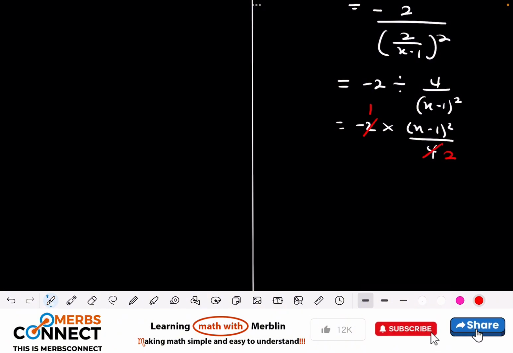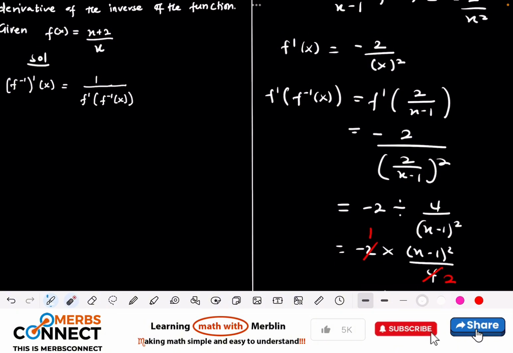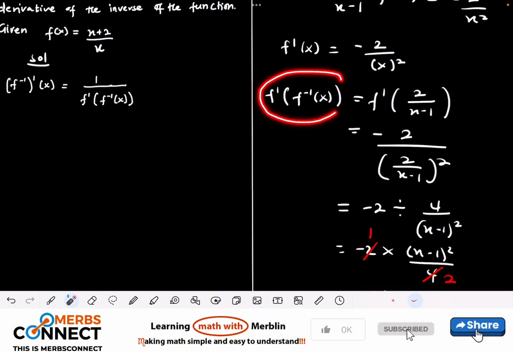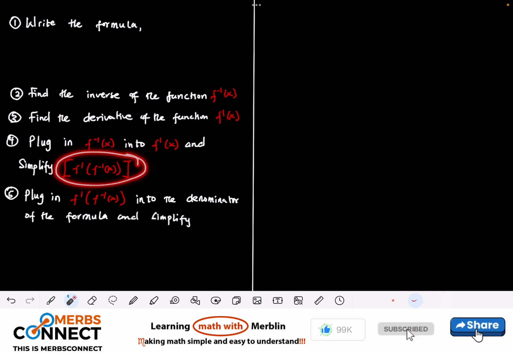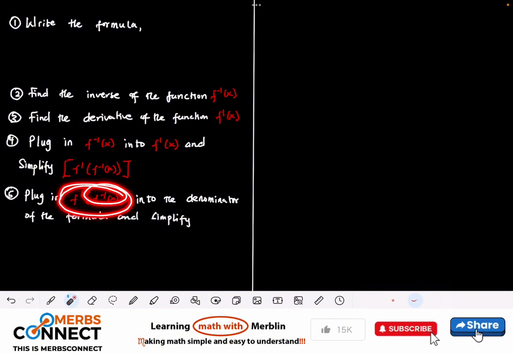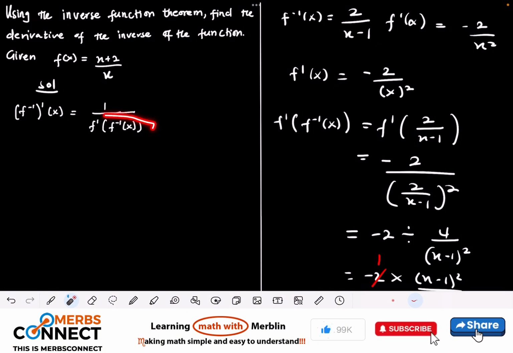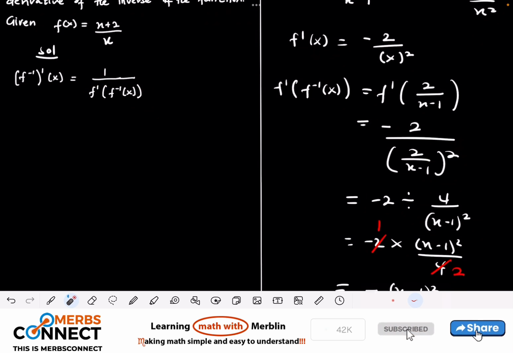So we are going to have negative (x minus 1) squared divided by 2. This is the simplification for f prime of f inverse of x, which is right at the denominator. After we are done simplifying this one, we put our final simplification into the denominator of the formula. So this is the formula, and this is what we are going to do.